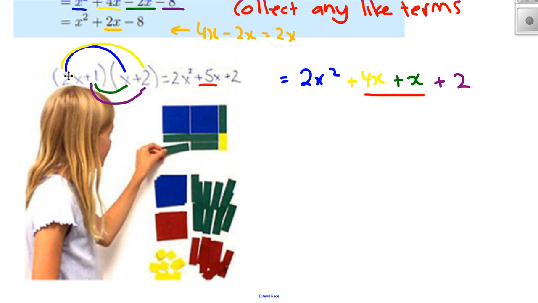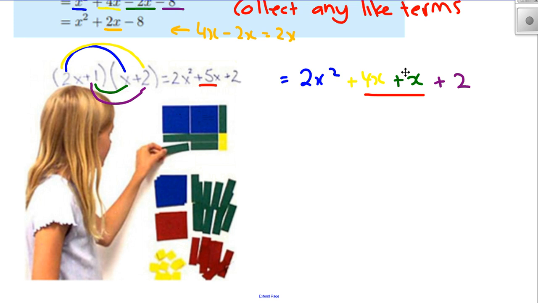When you're doing these rainbows, you're multiplying. 2x multiplied by x is 2x squared. Then do the outers. 2x times 2 is plus 4x. Then try the inners. Positive 1 times x, positive 1x. And then do the lasts. Positive 1 times 2, positive 2.